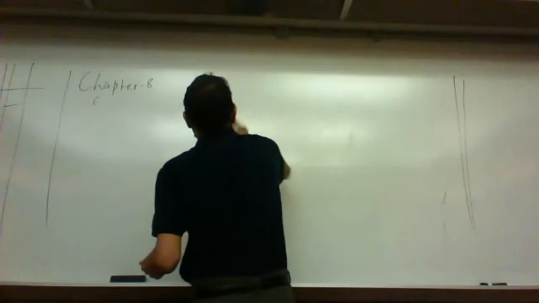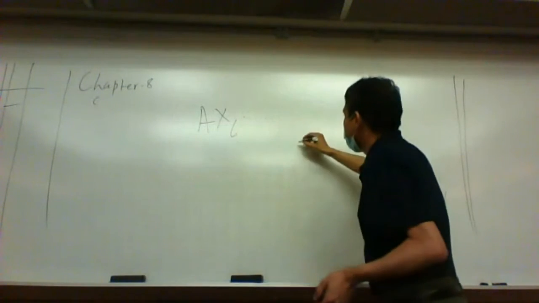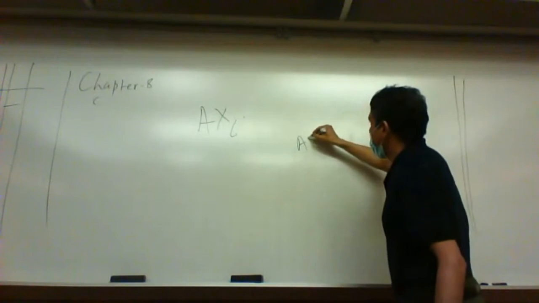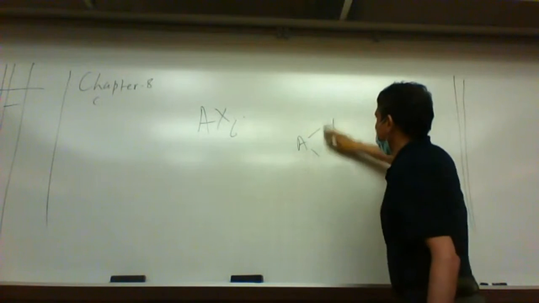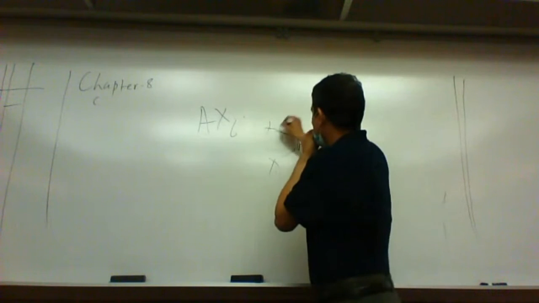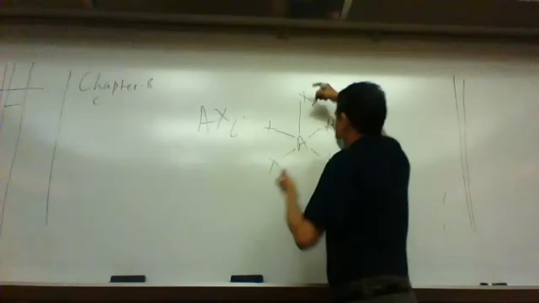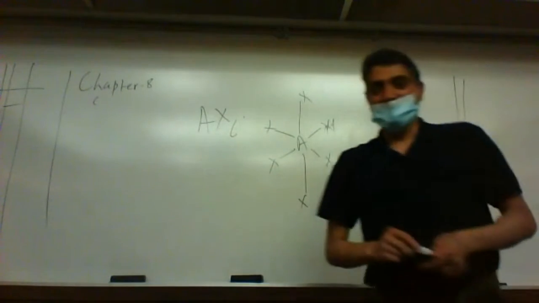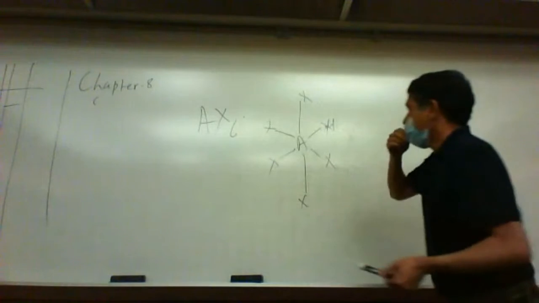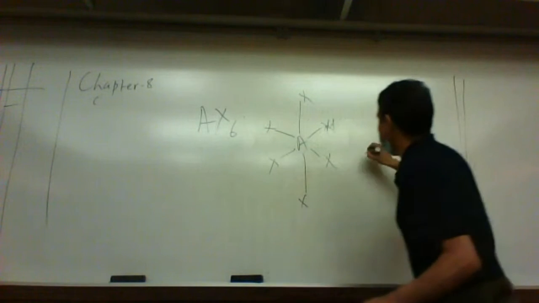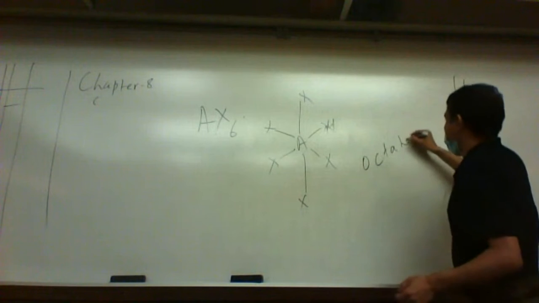Now let's look at AX6 type of thing. AX6. So you have a central atom here, and 4 are in the plane. Previously, I had 3 in the plane. Now in this case, 4 are in the plane, and one is going toward the ceiling, one is going toward the ground, right? That's AX6. This is named a little bit different way. This is called octahedral.